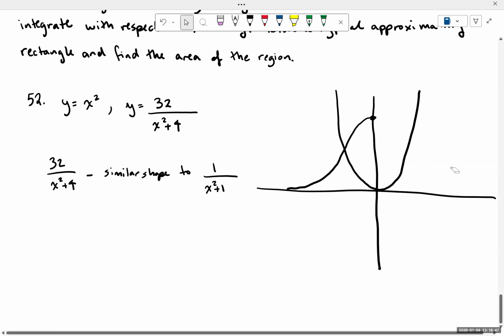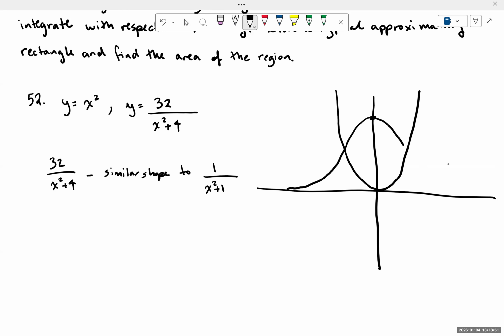Wow, what I graphed was not symmetric. It's supposed to be, you know what? Next time I'll just draw it on Desmos because this looks crappy.